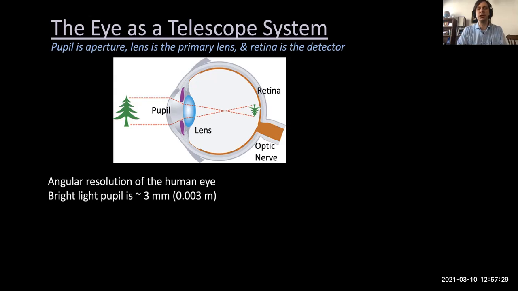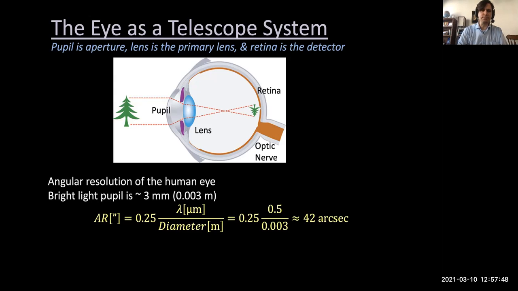So the angular resolution during bright light: our pupil is about 3 millimeters on average for humans. It varies from human to human and how bright things are, but it's about 3 millimeters. That is the diameter of our face telescope, about 0.003 meters. I could plug that into our angular resolution formula, where angular resolution will be in arc seconds, the wavelength of light is going to be in microns, and the size of the telescope, our face telescope here, is going to be in meters.